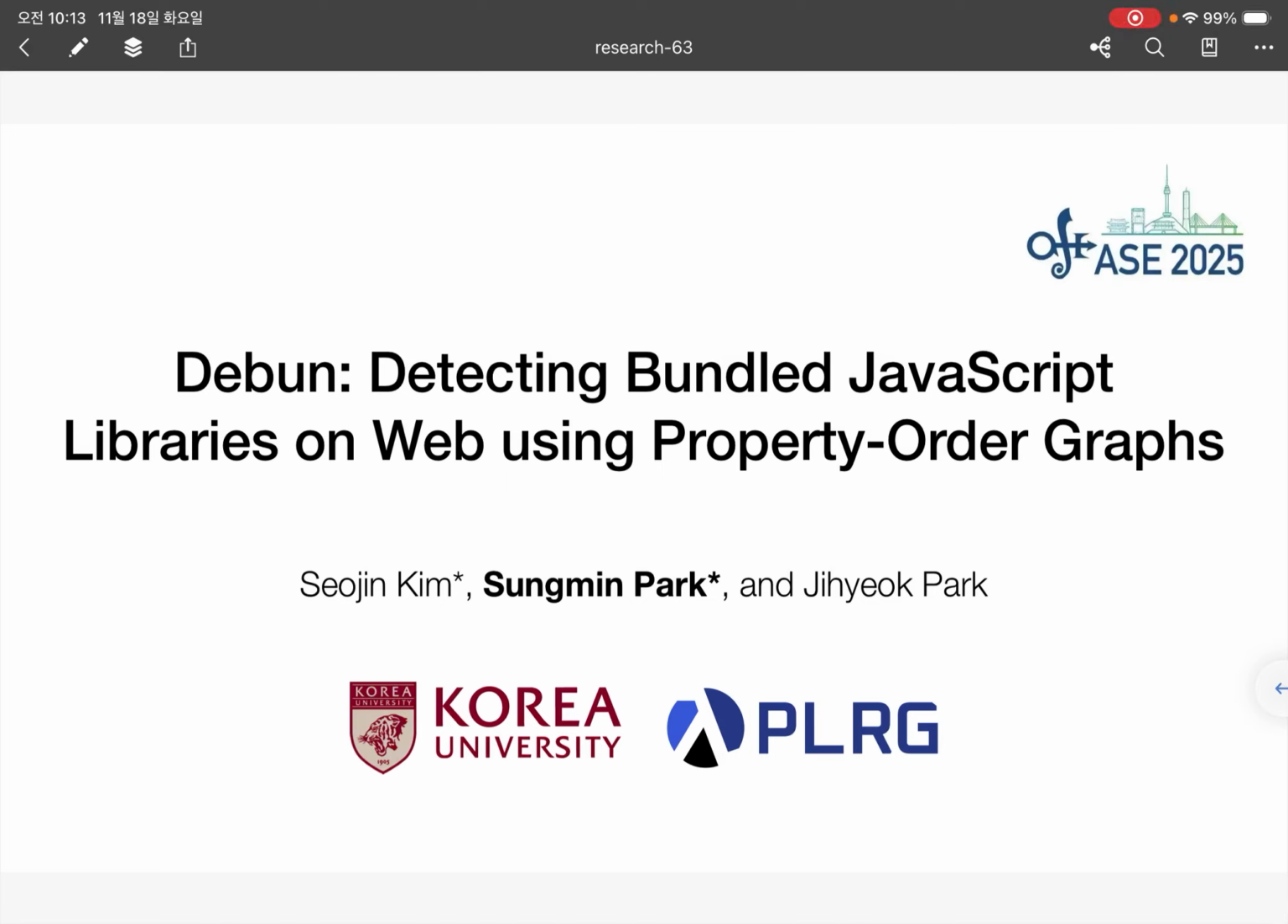This video presents our research titled Debun, Detecting Bundled JavaScript Libraries on the Web using Property Order Graphs. This work was done in collaboration with Sejin Kim and my advisor, Jihyuk Park, from Korea University.